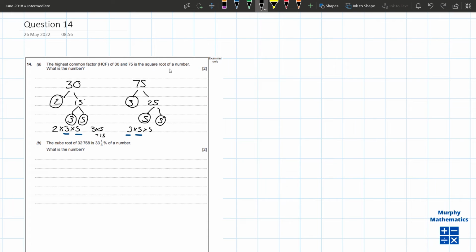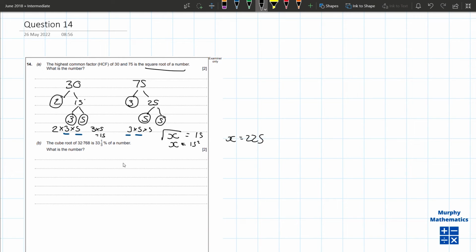And I'm told it is the square root of a number. So I've just got to do that. So my number, x, the square root of the number. So I'm just going to square. So the root of x equals 15. So I'm going to square both sides. So I'm going to get x equals 15 squared. And so I'm just going to square it. So 15 squared, and that's x equals 225.